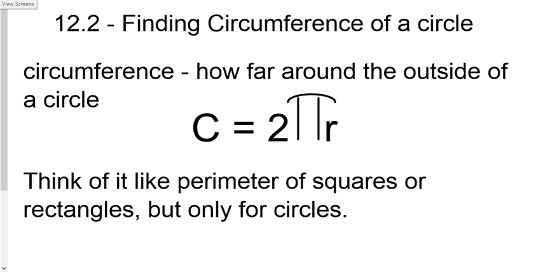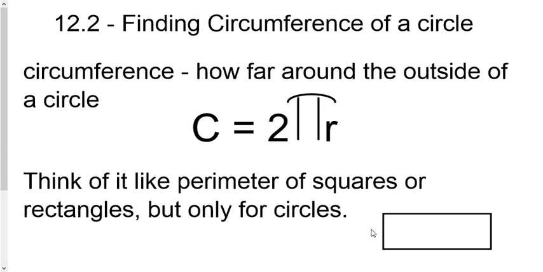This whole lesson is going to be focused on finding the circumference of a circle. We learned that a circumference is basically how far around the outside of a circle it is. In the same way, the example we used on the last lesson was thinking of a square or a rectangle, and think of it as like finding the perimeter of it, except instead of a rectangle, it'll be a circle.